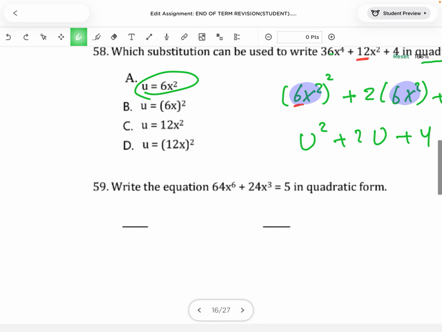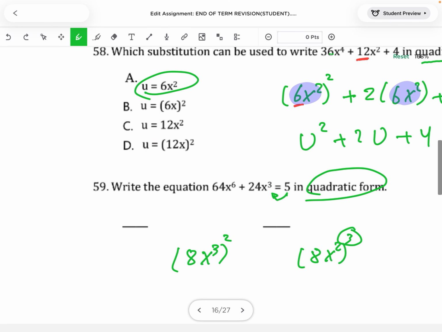This one is the same idea, but I have to move 5 there. What is the square root of 64? It is 8x to the power 3 squared. Someone will say, Mr., I will write it as 8x squared to the power 3. But Mr., I need it to be quadratic. Why does it have a power of 3? No, it should be a power of 2.